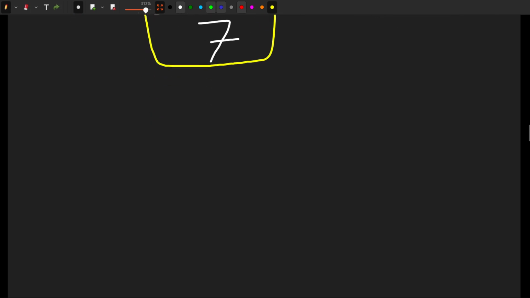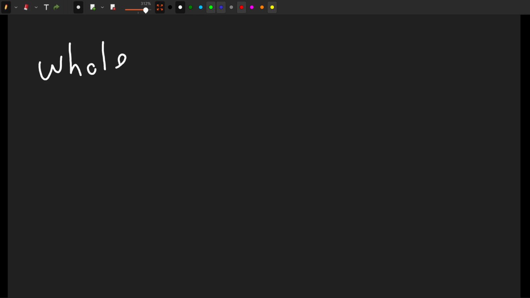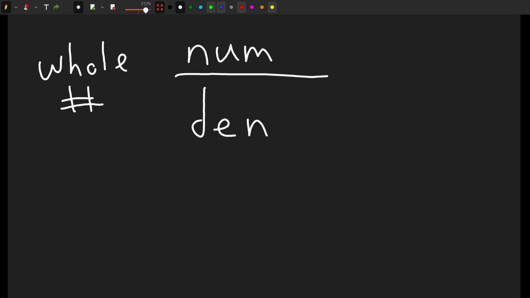Another more general way to think about it, and this is a bit of a stretch, is if I have my whole number, I have my fraction, I have my numerator on top, and I have my denominator on the bottom. We first multiply the whole number and the denominator, figure out whatever number that is, and then add the numerator back.